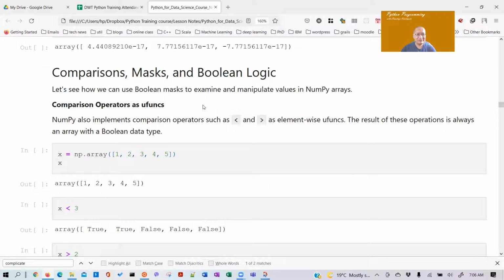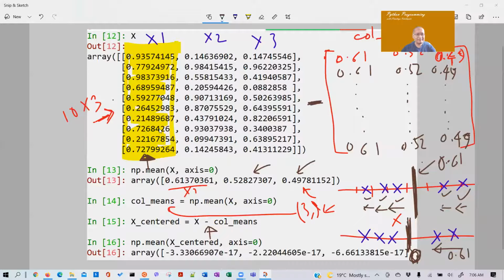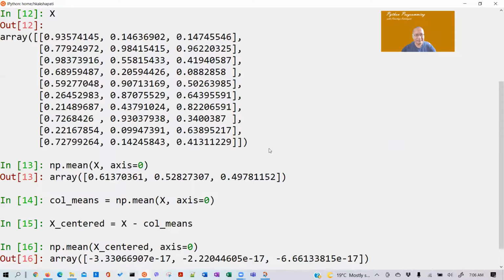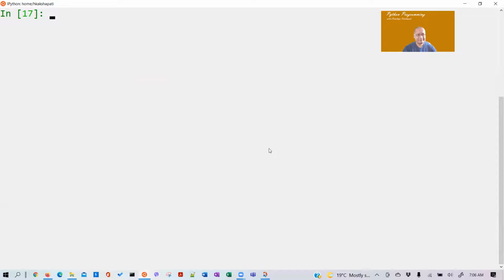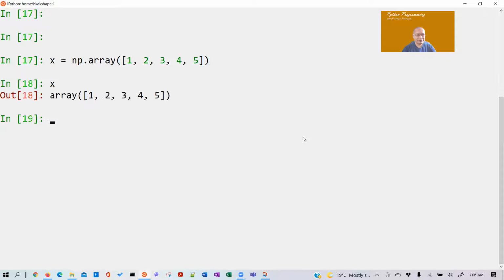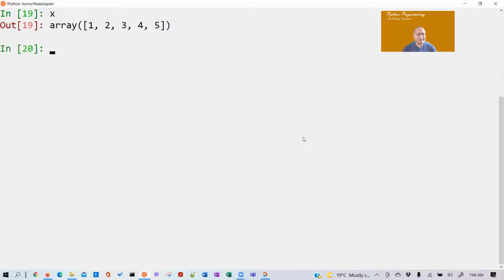Okay, so let's see how we can use a Boolean mask. NumPy also implements comparison operators like this. Say I have this array. Let's copy this. Okay, this is my array.